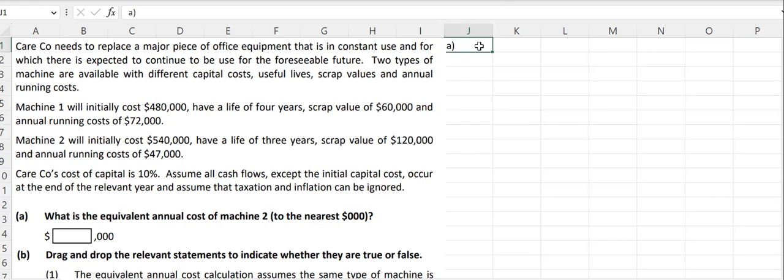Hello guys, we are going to discuss one of the multitasking questions of Kaplan Kit, and the question is related to Care Company. Care Company needs to replace a major piece of office equipment that is in constant use and which is expected to continue to be used for the foreseeable future.